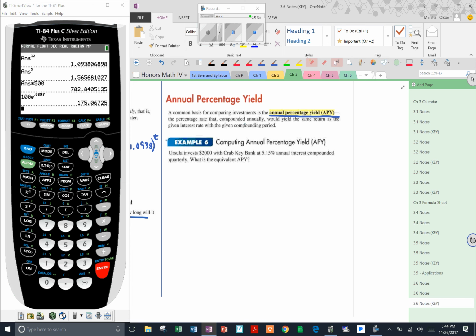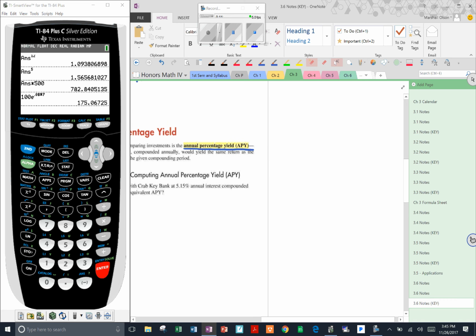I'll just go through this paragraph here as an intro. A common basis for comparing investments is the APY. That's a percentage that, if it were compounded annually, would yield the same return as the given interest rate with the given compounding period. So the idea here is, I'm just going to come over here and take a look at this.